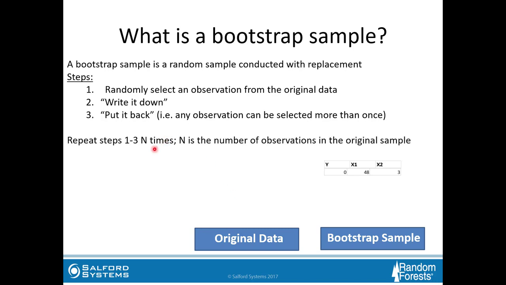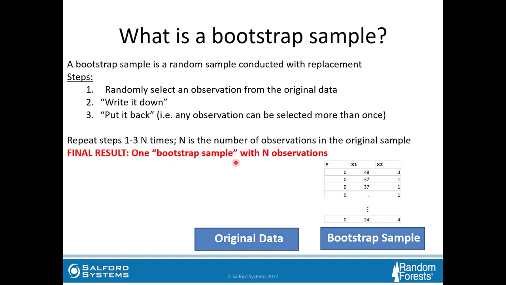And so we just repeat these steps n times, where n is the number of observations in the original sample. So take an observation, write it down, put it back, take another one, write it down, and then before I put this back, notice that the same observation was selected more than once, and that can certainly happen. Again, that's because we're sampling with replacement. So we put it back, take another one, write it down, this one has missing values, put it back, and keep doing this until you have n observations. Your final result here will be one bootstrap sample with n observations, which is what we see here.